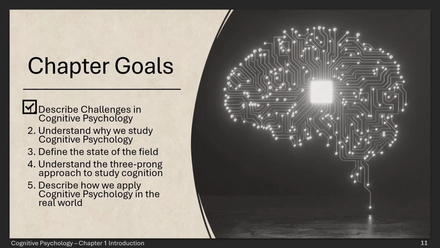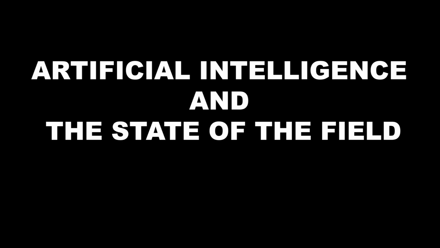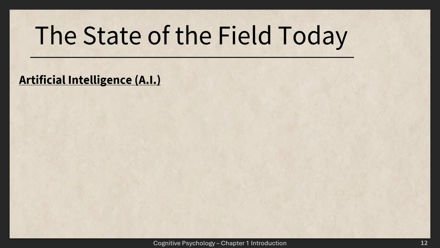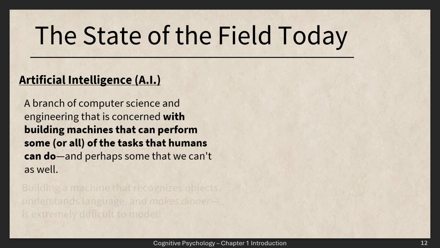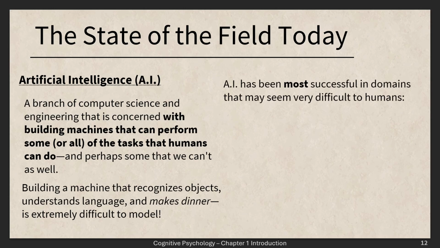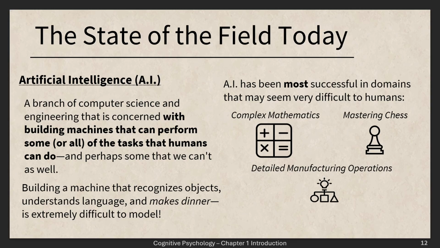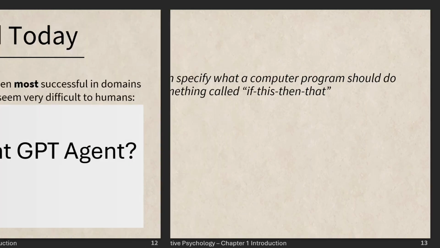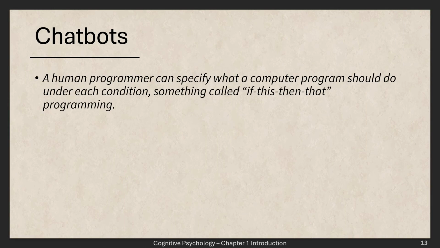This brings us to the state of the field today, which is heavily influenced by artificial intelligence. AI is a branch of computer science and engineering dedicated to building machines capable of performing tasks that typically require human intelligence. Historically, early conversational systems operated on rigid rule-based programming, such as if this, then that logic. While effective for simple, structured tasks, these early chatbots struggled to replicate flexible, adaptive human communication.